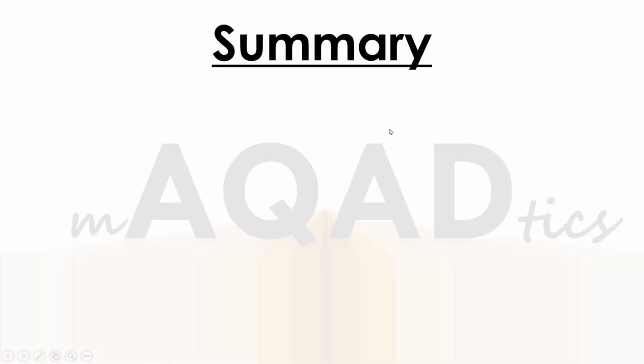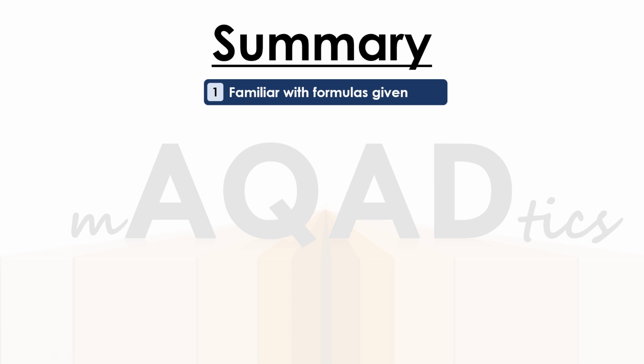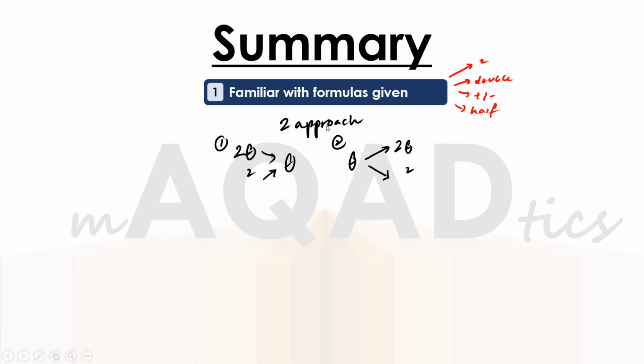So here's a summary of this video. Firstly, familiarize yourself with the formulas given. The 4 groups, again, we have the square group, the double group, the plus and minus group, and the half group. Now we know that we have 2 approaches to help us solve the equations. One is for the functions that have 2 theta and square, we change them to ones that have theta. The second approach only applies to 2 sine theta cos theta, change it to the sine 2 theta formula, because this one is the other way around, theta to become 2 theta.